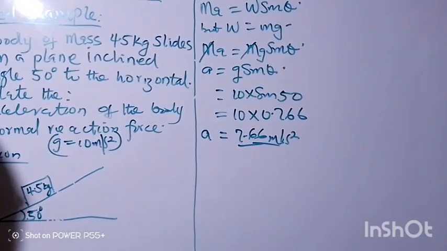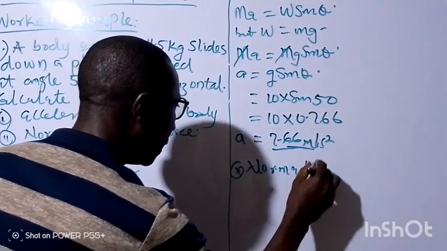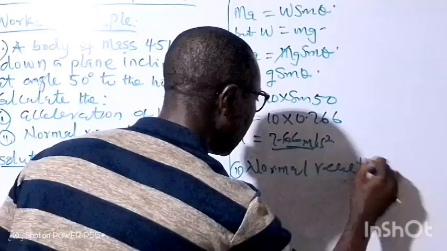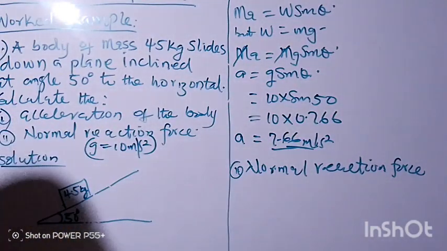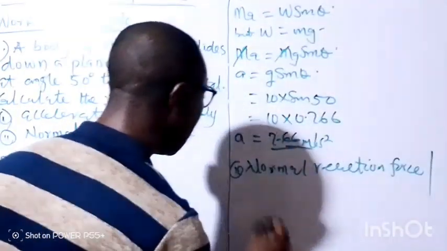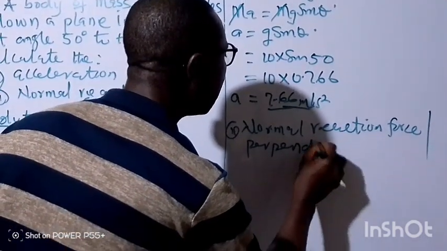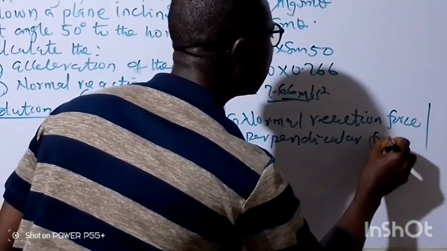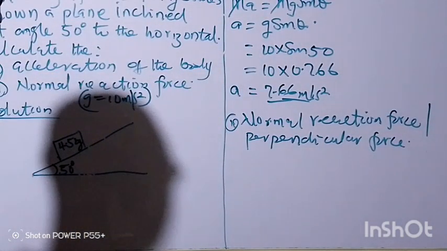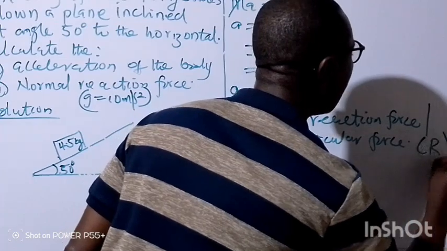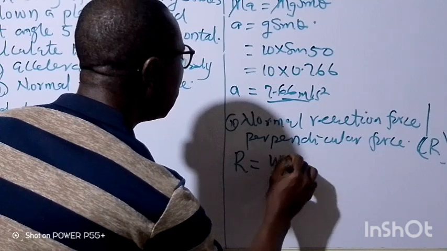Now, for question number 2, normal reaction force. And don't forget, as I said in our last lesson, the normal reaction force is also called the perpendicular force. To calculate this one, it is denoted by capital R. And don't forget, our R will be equal to W cos theta.